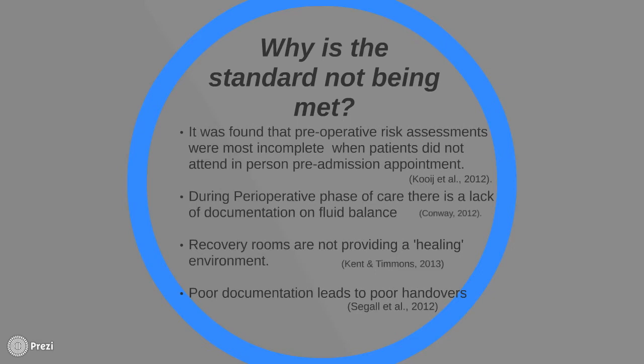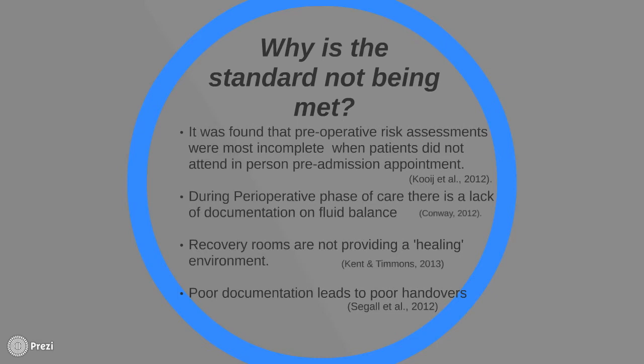It has also been found that during perioperative phases of care, there is a lack of documentation in fluid balance charts, which can be quite dangerous, particularly post-operatively with nausea and vomiting. We can go into areas of over or dehydration, which is always a risk. Recovery rooms are not providing a healing environment. This may include noise levels, light levels, etc. And poor documentation. Poor documentation leads to poor handovers and therefore a lack in continuity of care.